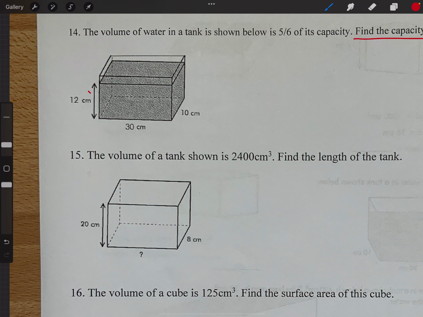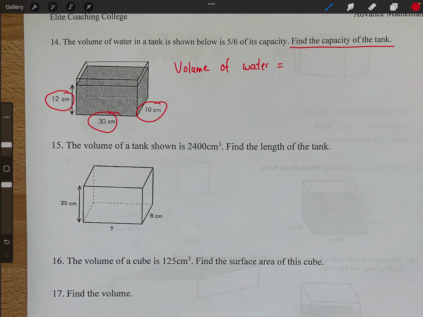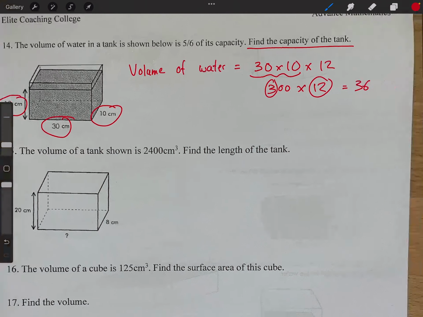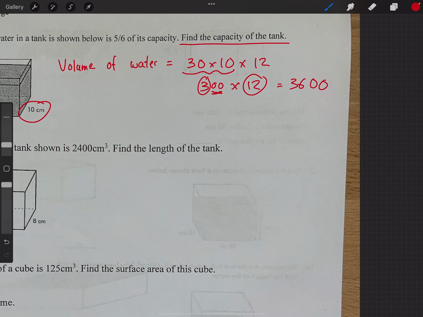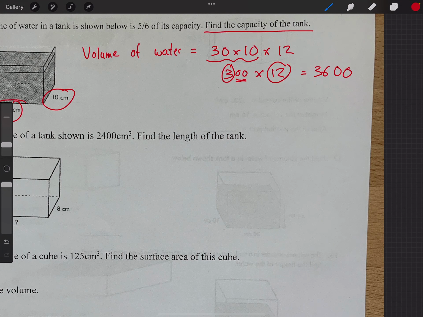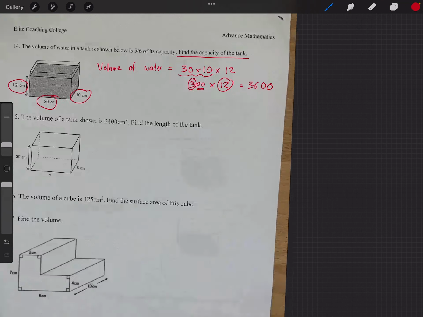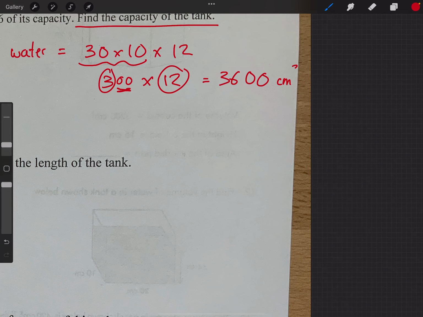First of all, let's find the volume of this water. The volume of water is equal to 30 times 10 times 12. 30 times 10 is 300. 300 times 12: 3 times 12 is 36, with how many zeros? 2 zeros, because this has 2 zeros. So the volume of water is 3,600 centimeters cubed.